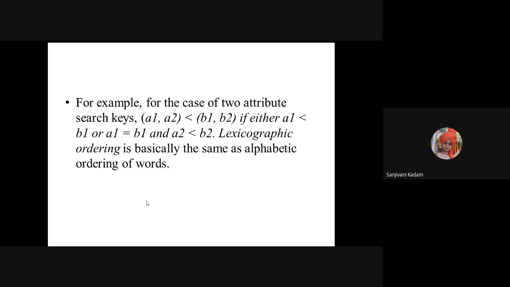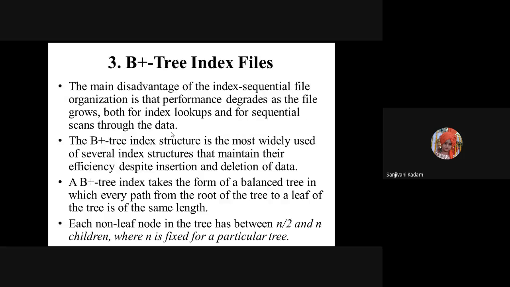If you want to differentiate between these tuples, A1, A2 and B1, B2, then we can perform sorting by checking first the first attribute, whether A1 and B1. If A1 is less than B1, or the first attributes are the same and the second attribute A2 is less than B2, if this order is there, then we can say that this is a lexicographic ordering, and it's basically the same as alphabetical ordering of words. Now here come the other index files.